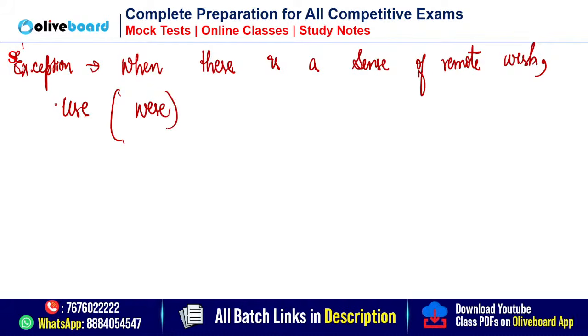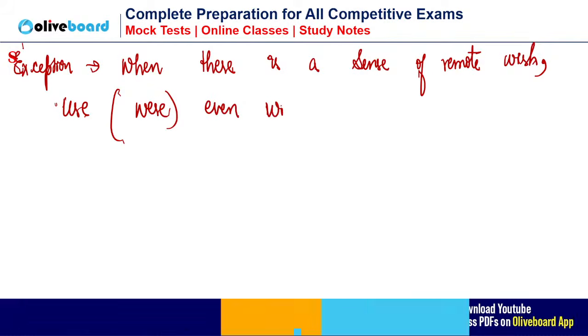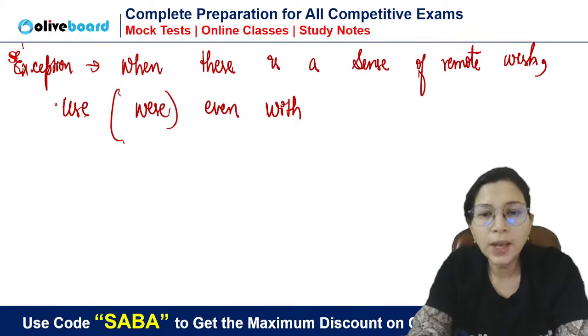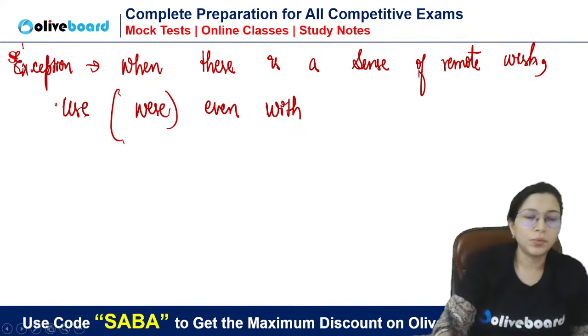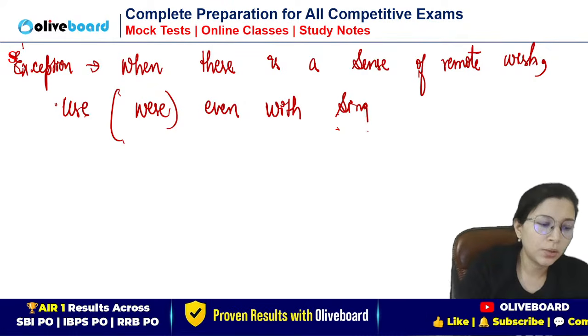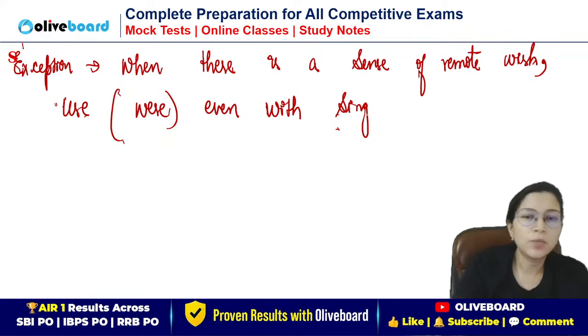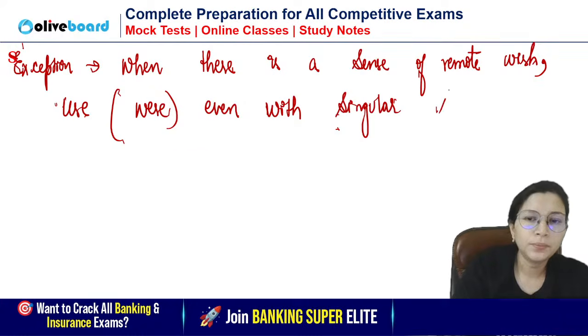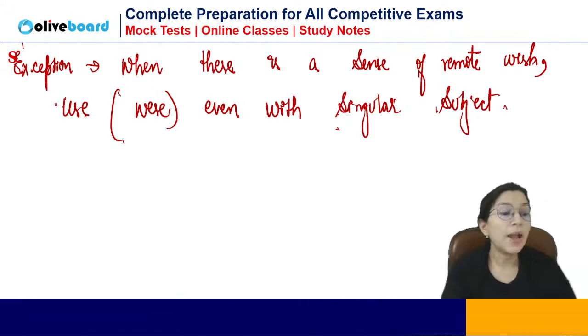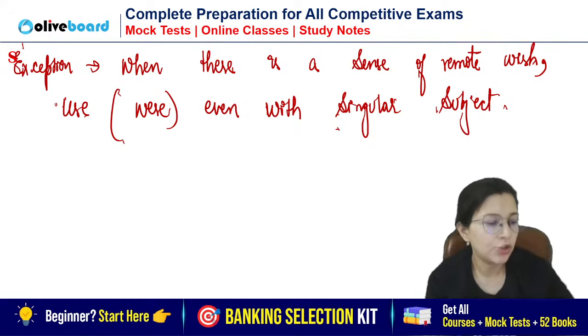Okay. So use, when there is a sense of remote wish, use were verb even with singular subject. Everybody knows this. देखिए इसमें भी I'm going to tell you something that nobody knows. Okay. So I will tell you something that most of you do not know. Even with singular subject, "was" is a wrong sentence morally. Wrong sentence. Imaginary situation. Imaginary situation.